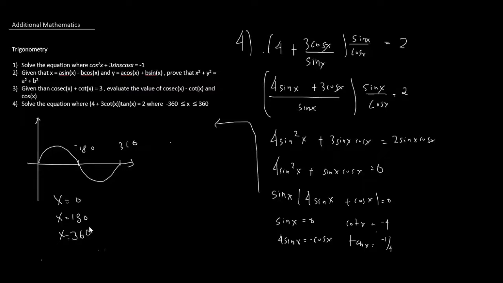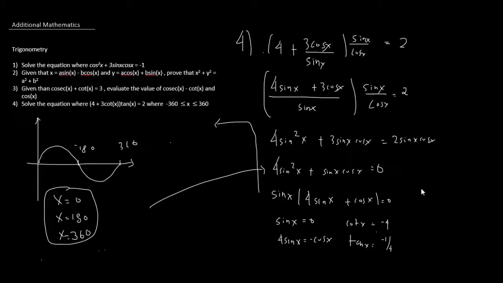And so what I want you to realize here is that these answers can't actually be included in the equation, right? Because if you put sine x equal to 0 into sine squared x plus sine x cos x, you will get 0, right? 0 plus 0 times 1 will also give us 0. And if you even factor it out, that will still give us 0.